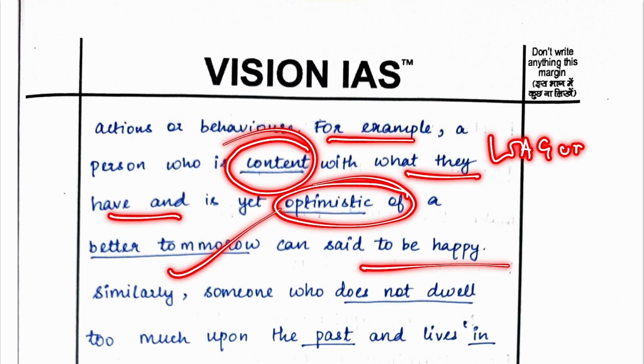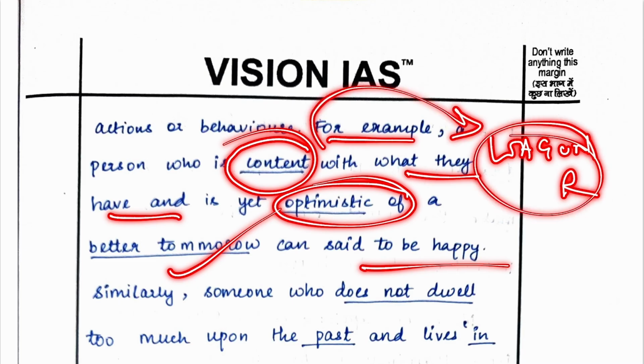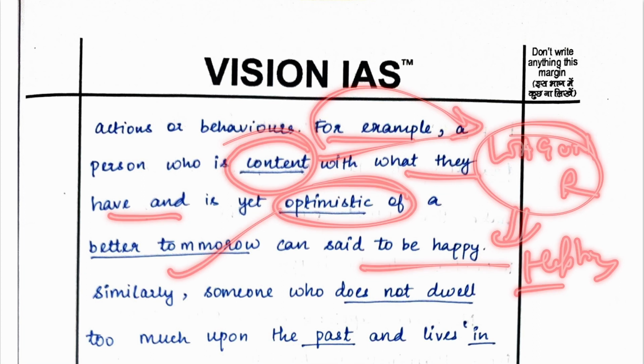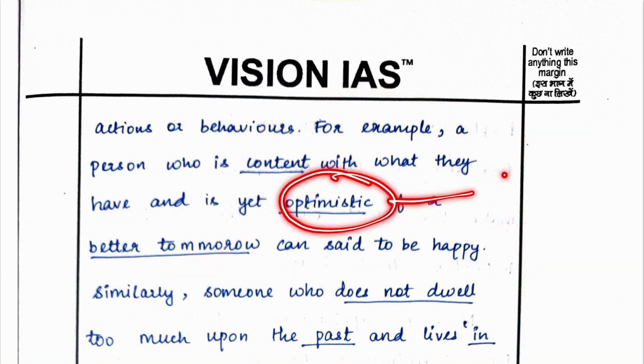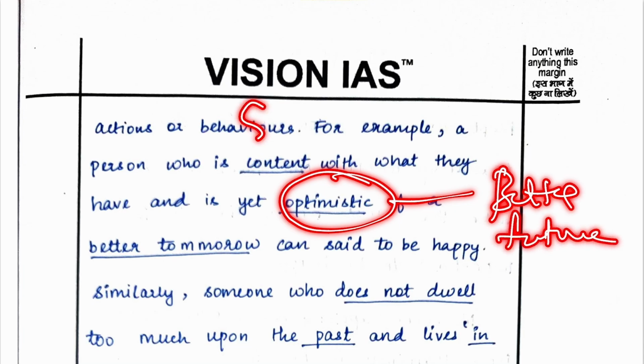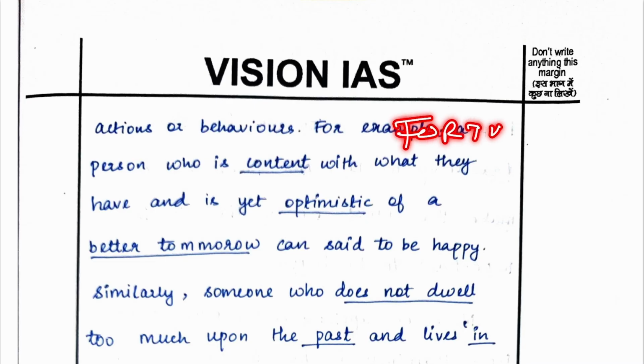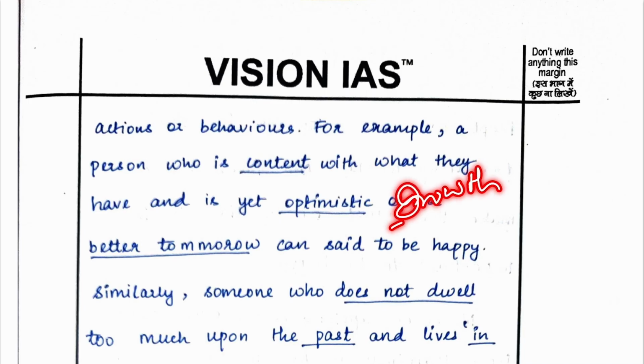Suppose at present you are owning a Wagon R car and you are content. It means you are happy with your car and you are happy with your life. But you are also optimistic. You are also thinking of a better future, that after 5 years down the line, I will own a Fortuner or a BMW. So thinking for a better future is not a bad idea. It is a good idea. We should always think about growth in life, and that is the optimism we need, right?